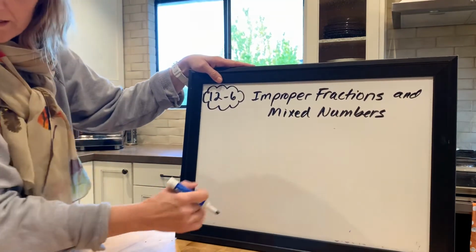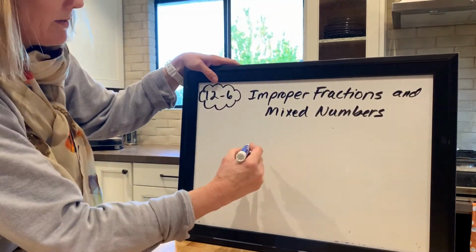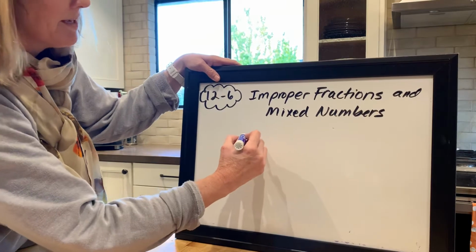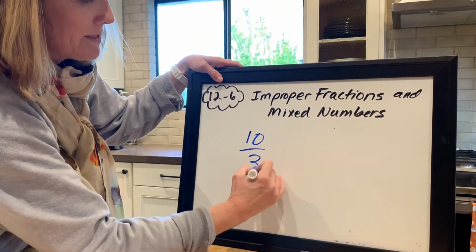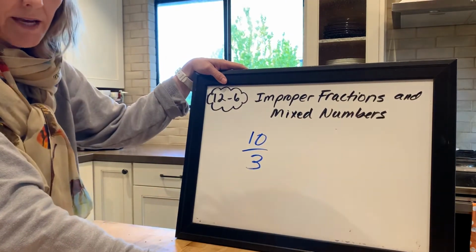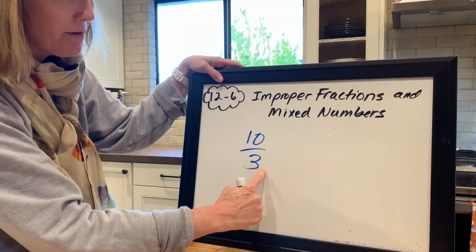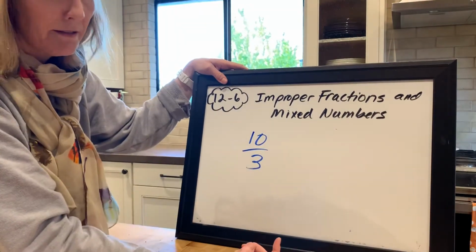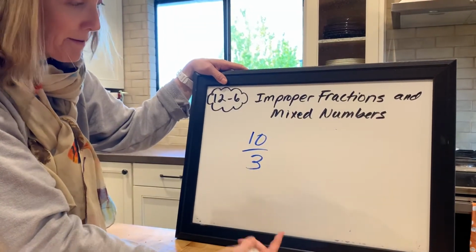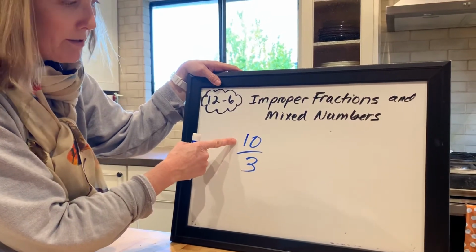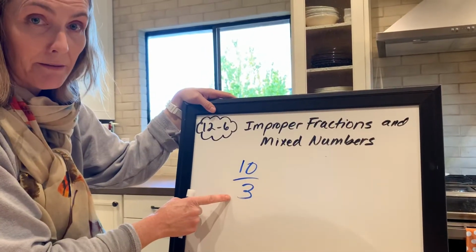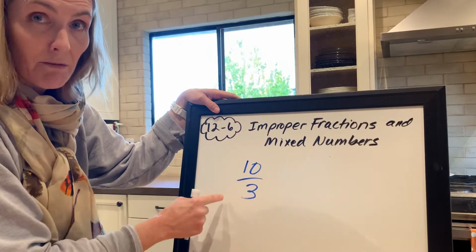You might be provided something like this. Let me see. Give me one. I'll go like this. 10/3. Is this a mixed number or an improper fraction? You're right. It's improper. You have a heavy numerator and a small denominator. This is a division problem. That's really what that means.